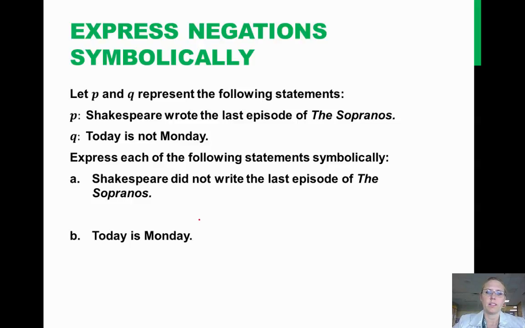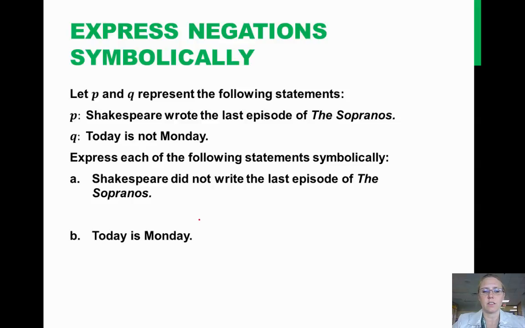So if we want to write negations symbolically, we first need to make sure that we have a symbolic form for our statement. So like the first one here says P, Shakespeare wrote the last episode of The Sopranos, and Q, today is not Monday. So P is the representation for that first statement. Q is the representation for the second statement.